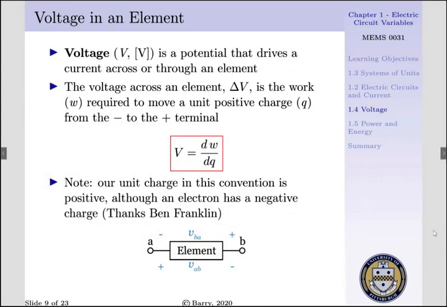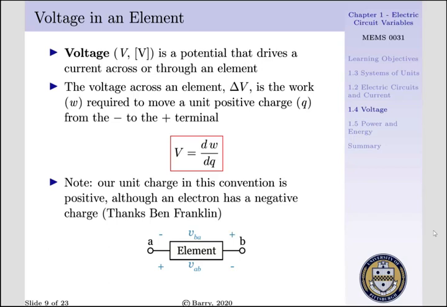Now, voltage, represented by the variable V with units of volts, is a potential that drives a current through or across an element. The voltage across an element, delta V, is the work, represented by lowercase w, required to move a unit positive charge, Q, from the negative terminal to the positive terminal. We can express voltage mathematically as dW/dQ. Now note our unit charge in this convention is positive. In reality, an electron is negative. However, when Benjamin Franklin was working with electricity, our unit charge was actually denoted as a positive value.